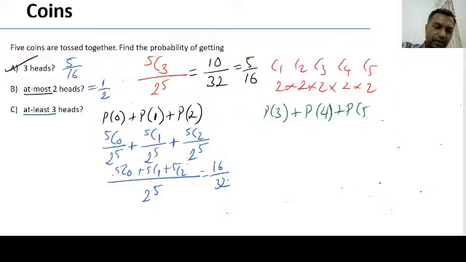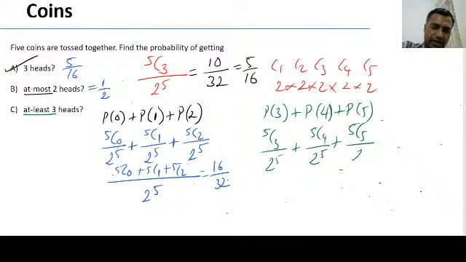And a probability of 5 heads. What's the probability of 3 heads? 5C3 divided by 2 power 5. What is this? 5C4 divided by 2 power 5. This is 5C5 divided by 2 power 5.